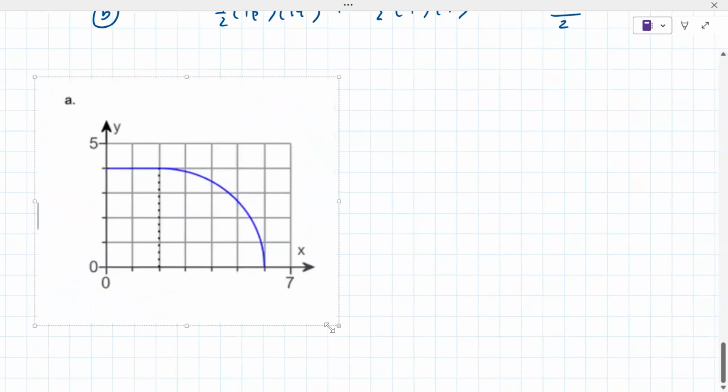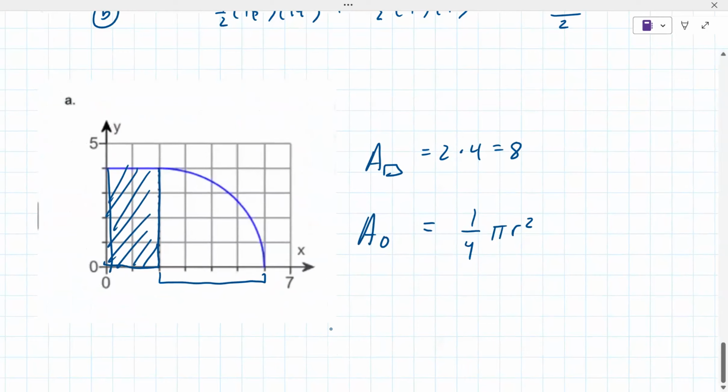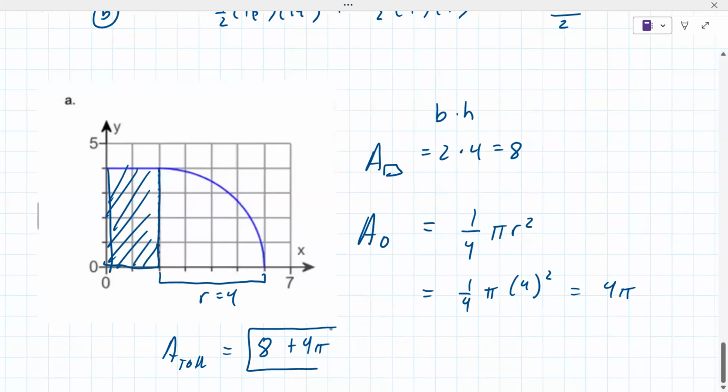All right, so this area here, it's a rectangle. The area of that rectangle is 2 times 4, which is 8. And then this other one is a quarter circle. So the area of a circle is pi r squared, but if you want only a quarter of it, you take a quarter. And then the radius is this distance here, which is 4. The area of the rectangle is just base times height, yeah. And so this becomes 4 pi. So the total area is 8 plus 4 pi, and you leave it like that.